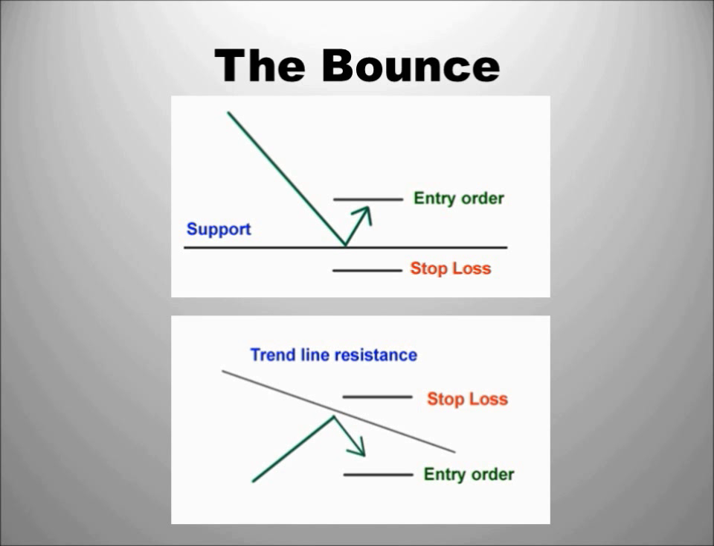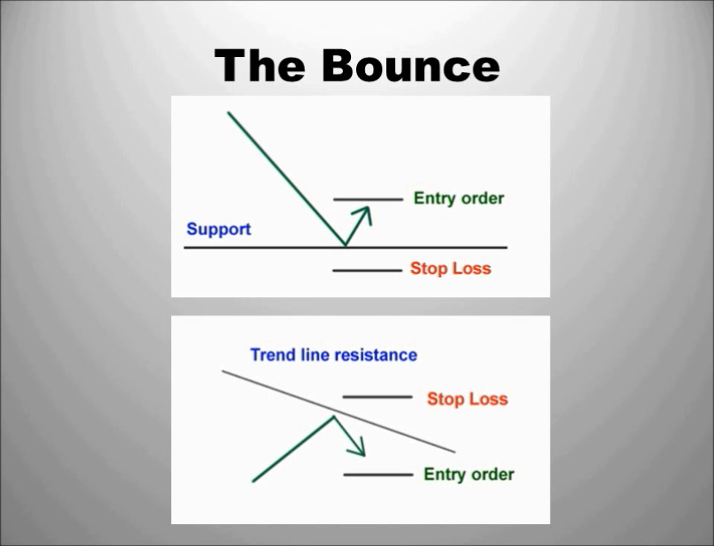Now let's look at the bounce. So here the market is in a bearish trend. It hits the line of support, but it retracts from the support and goes the other way. What many investors will do at this point is that they will go long, because as we know, when support lines are being tested and held, it's more likely that the trend will continue.